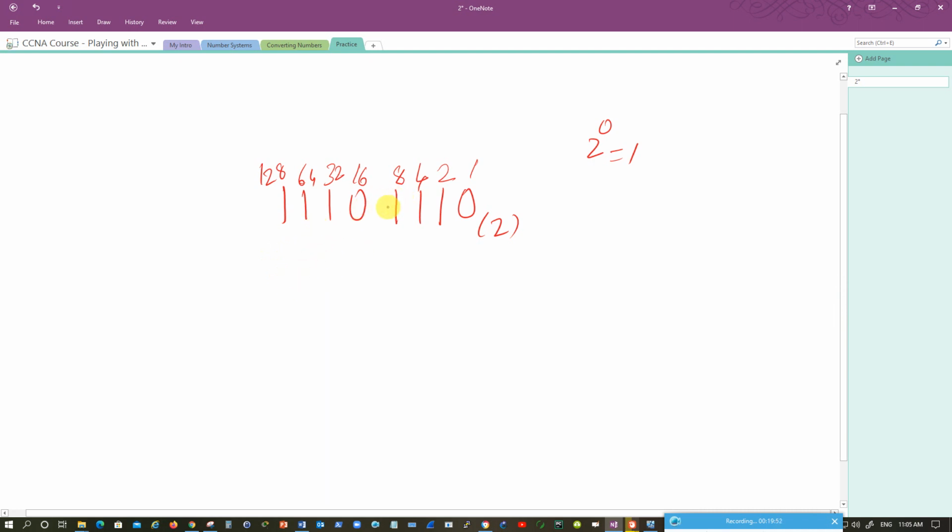224 plus 8 will be 232. 232 plus 4 will become 236, plus 2 is 238. So this is equal to 238 in decimal.